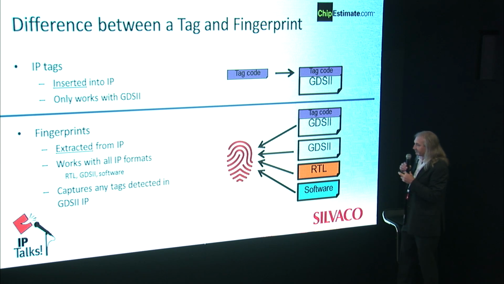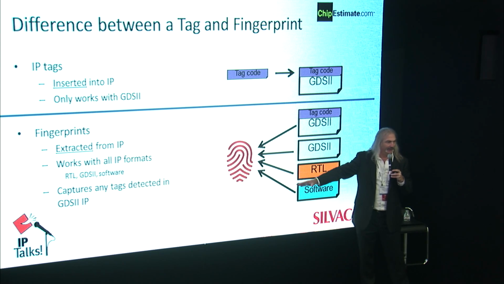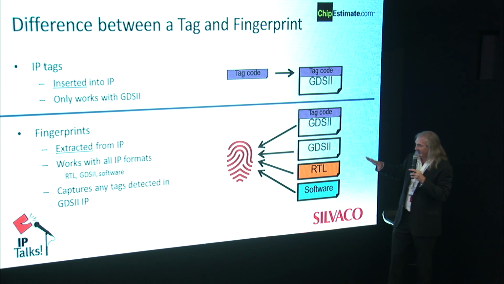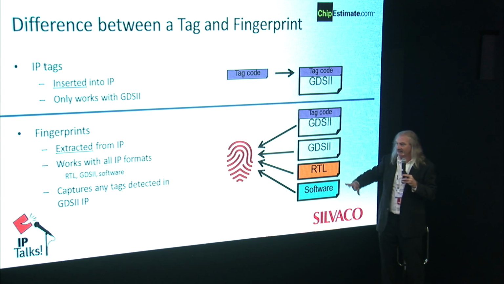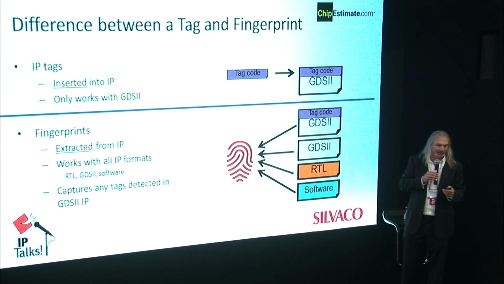Fingerprints are different. Fingerprints basically take the real IP and extract from it a fingerprint. And the fingerprint is stored outside the IP itself. So those can be dealt with separately from the IP itself. And I'll show there are some benefits to doing that as well. But that's a big difference. Tags go in, fingerprints are outside.